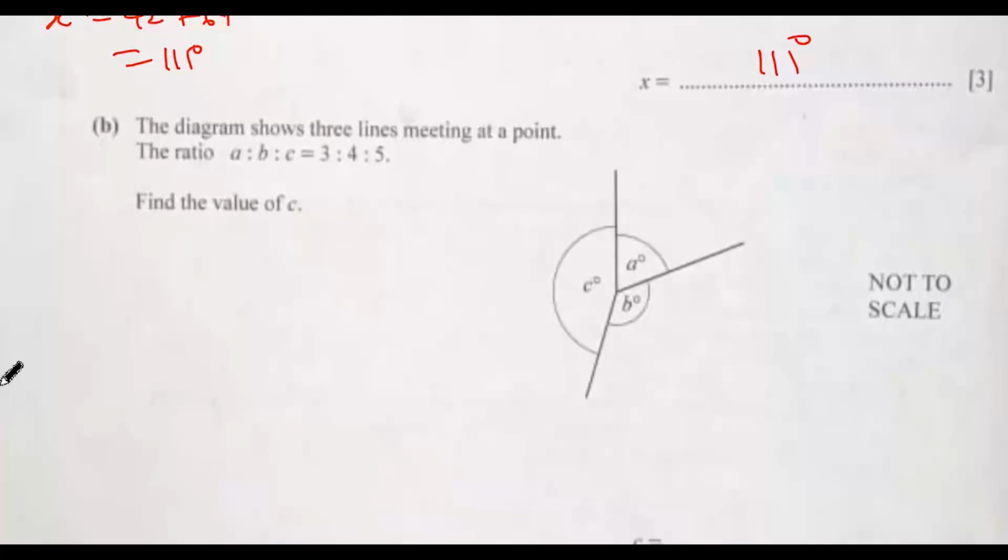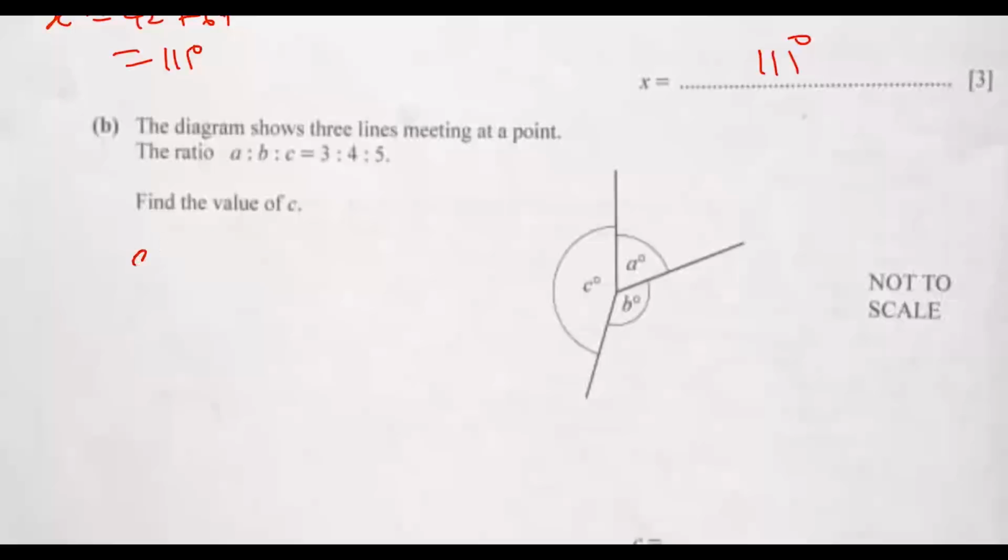The diagram shows 3 lines meeting at a point. So we know that angles at a point, or angles around a point, add up to 360 degrees. So the total angle here is 360 degrees. The ratio A to B to C is equal to 3 to 4 to 5. Find the value of C.